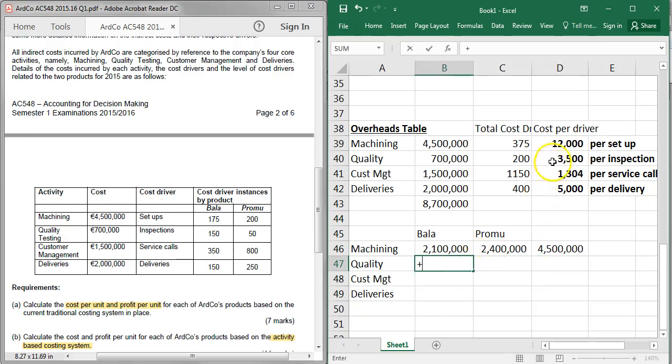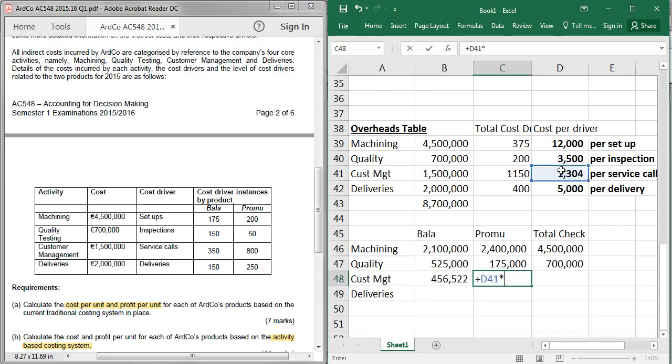Quality is the same. 3,500 times 150 inspections for Bala, and 3,500 times 50 inspections for promo. And you add those up together, and you see the full 700 has been allocated. So I'll call that the total check. Your next one, customer management. You're saying it's 1304 times 350 service calls for Bala, and 1304 times 800 service calls for promo. And you add those up, and you're thankfully allocating the full amount out.